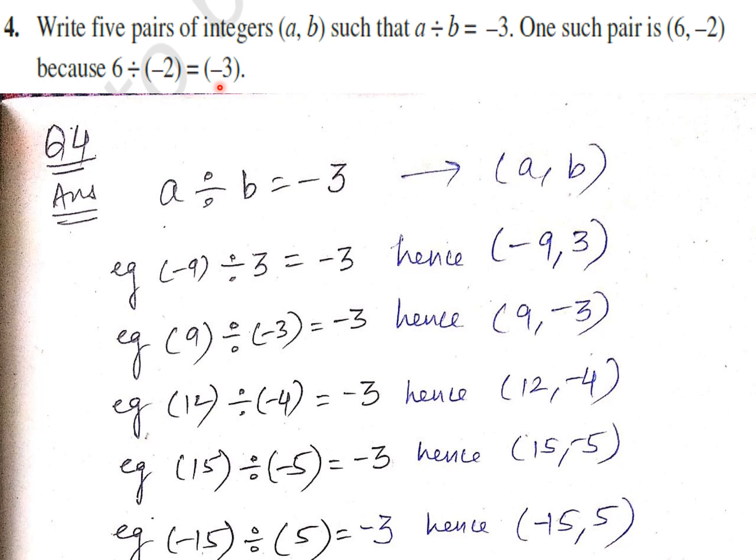Similarly, we have to find 5 such pairs. So I have done for you. You can try one thing. You can try to find some different numbers from these. Okay. Now, suppose I have taken minus 9, comma 3. You can check over here. Minus 9 and 3. We have 3 3s are 9 and we have one negative sign. So I have got minus 3.